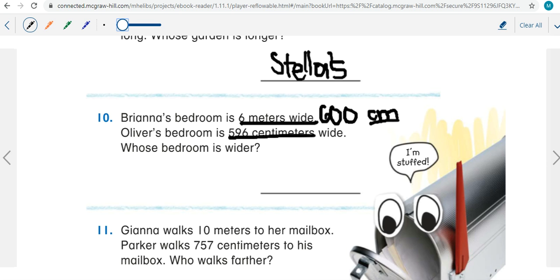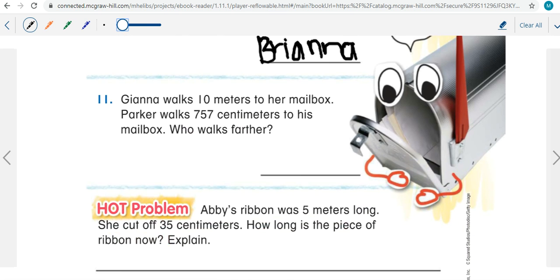So what is more, 600 or 596 centimeters? The answer is 600. So Brianna's bedroom is wider. So you are going to write on the line Brianna. Okay, why Brianna? Because 600 centimeters is more than 596.